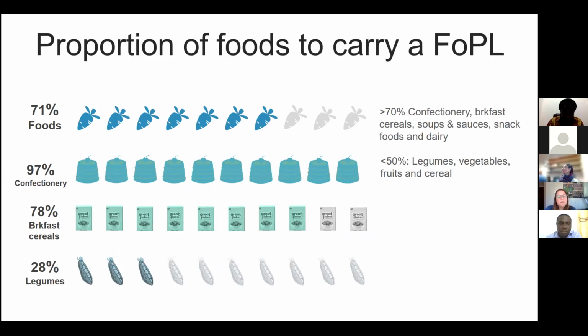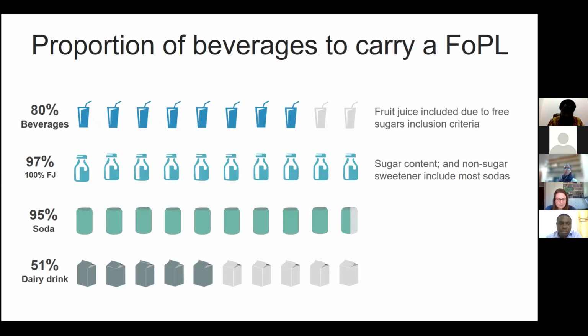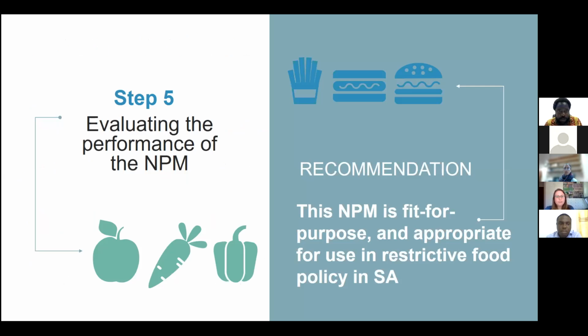Categories where more than 70% would carry a warning label are confectionery, breakfast cereals, soups and sauces, snack foods and dairies, and those where less than 50% would carry one are legumes, vegetables, fruits, and cereals. For beverages, 80% of products would carry a warning label. And unlike other nutrient profiling models, fruit juice would also carry a warning label because of the free sugar qualifying criteria.